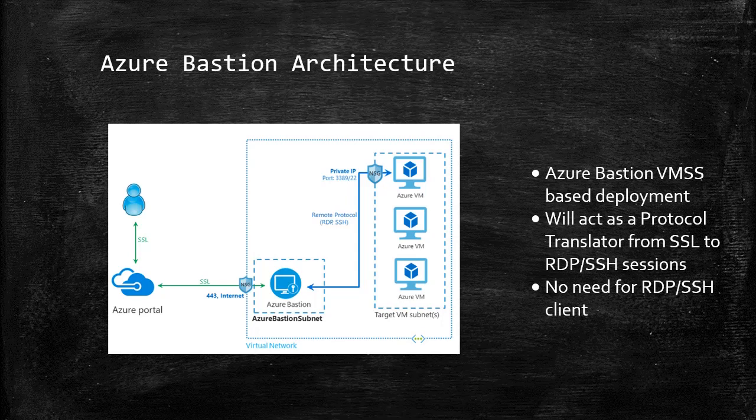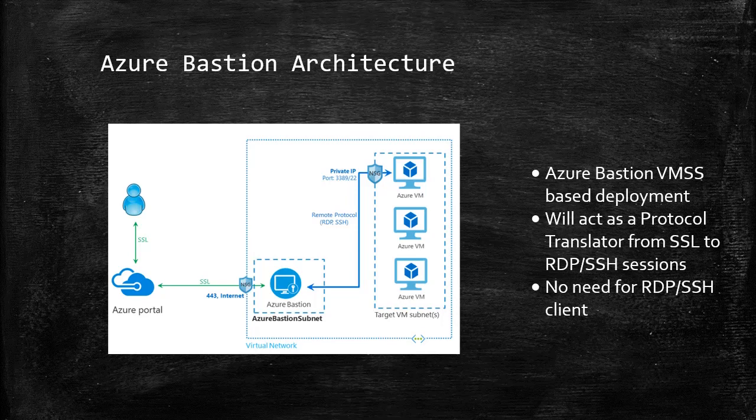Since Azure Bastion is deployed into a subnet, you can actually apply an NSG on top of the subnet. There are specific considerations that you need to think about before applying an NSG. I will be covering it in a separate video later. So let's look into the user experience.